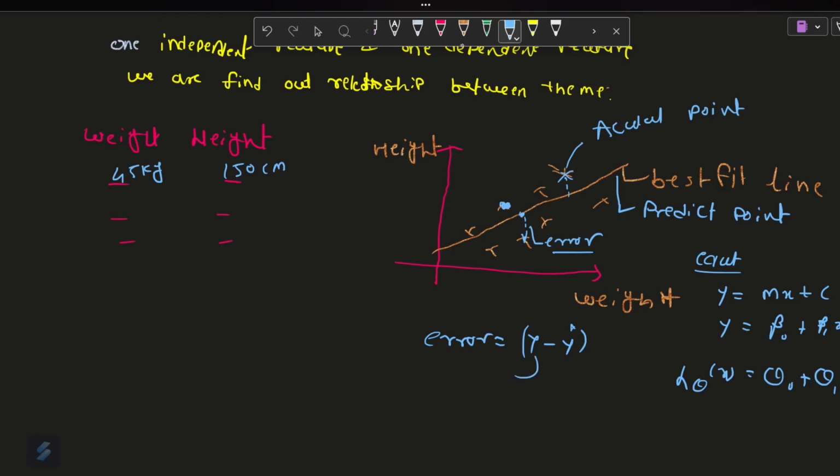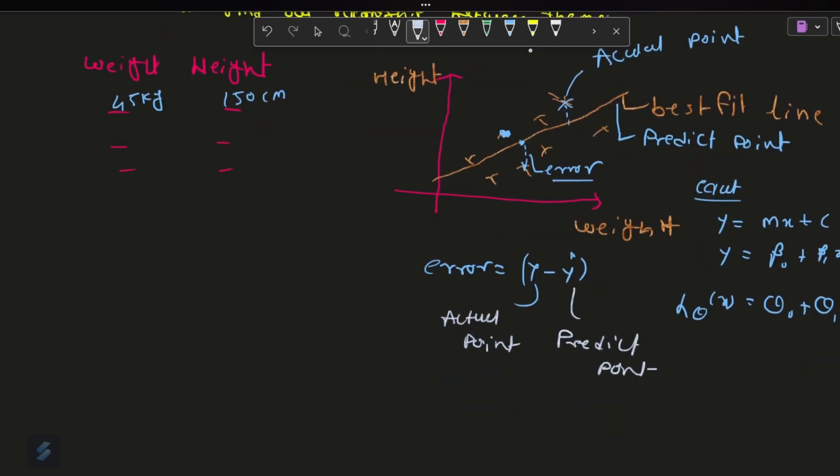Here y is the actual point that we have, and y hat is the predicted point. This is the error. This is a simple linear regression: there is one input feature and one output feature, and we predict a best fit line passing through the data points.